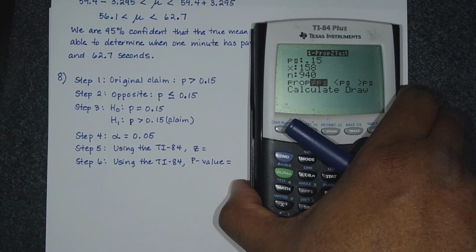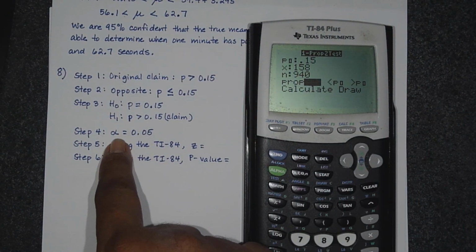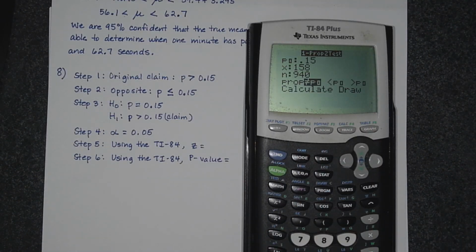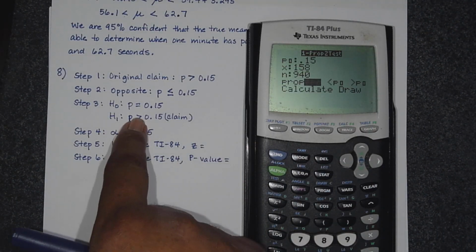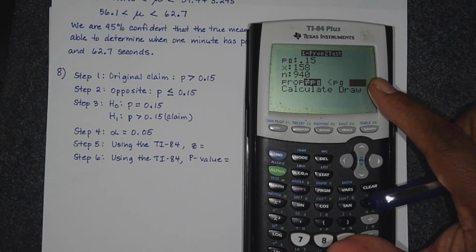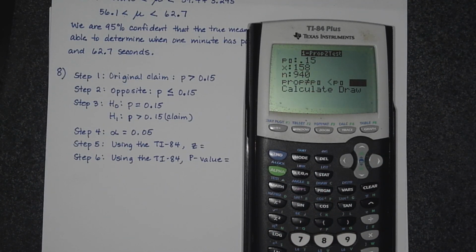Now, we look at the alternative hypothesis. That's going to tell us which one we need to highlight. The alternative hypothesis says greater than. So I need to use my right arrow key to highlight the greater than P sub 0. Hit enter, and then go all the way down to calculate, and then hit enter. That will tell me what Z is.